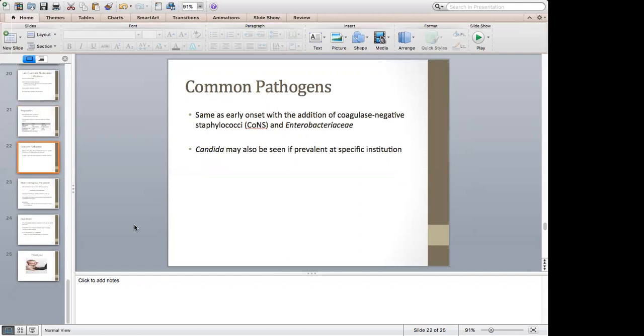Common pathogens are similar to early onset, with the addition of coagulase negative staph and also Enterobacter. And then Candida may also be prevalent. It depends on your specific institutions.